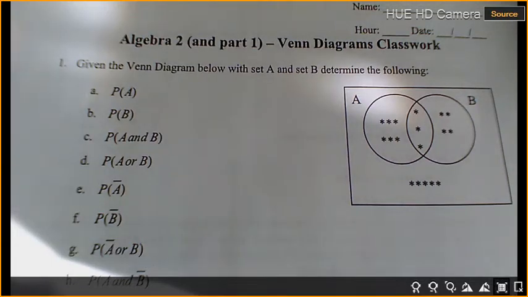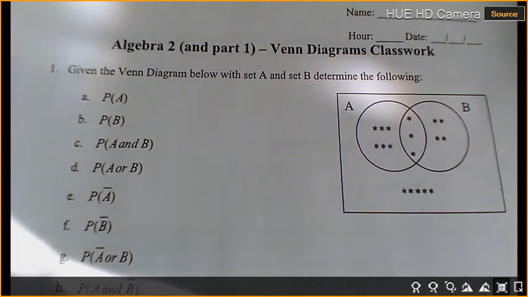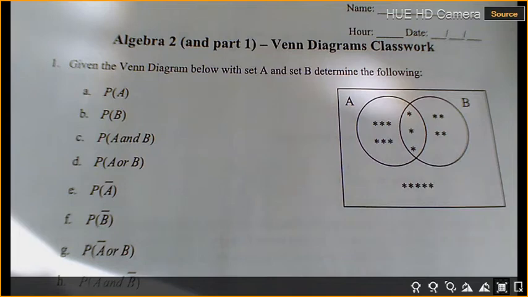So this is our classwork for today, Venn diagram classwork. We are going to look at these and determine these answers and look at the survey results for this so that you guys are a little bit more prepared for your quiz. So given the Venn diagram below, with set A and B, we're going to determine the following.